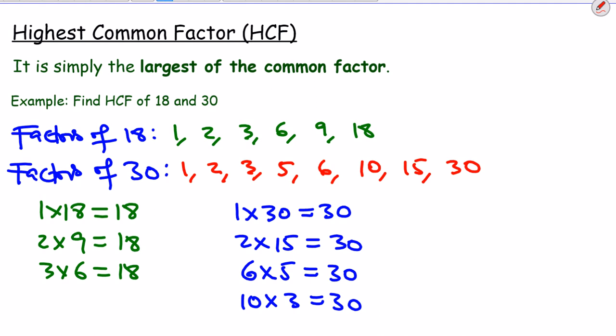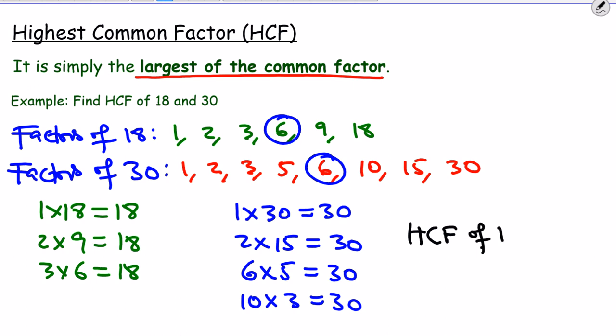Okay, so what you want to find here is the largest common factor. Now, if you look at factors of 18 and 30, the largest common factor is 6. So we'll say that the highest common factor of 18 and 30 is 6. Now, this method works for small numbers, but when you have big numbers, we have to use an alternative method.